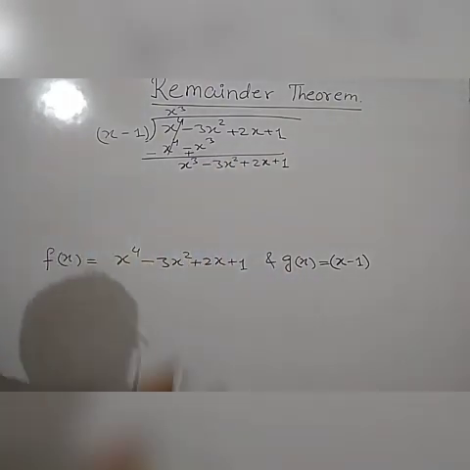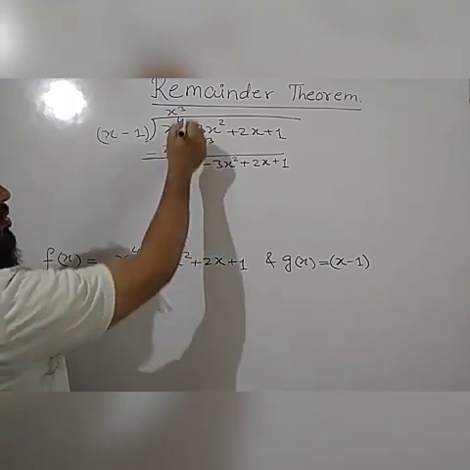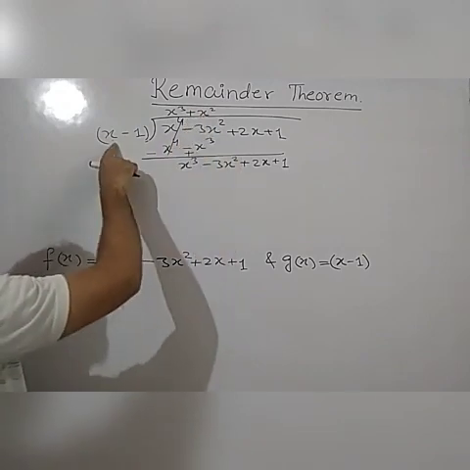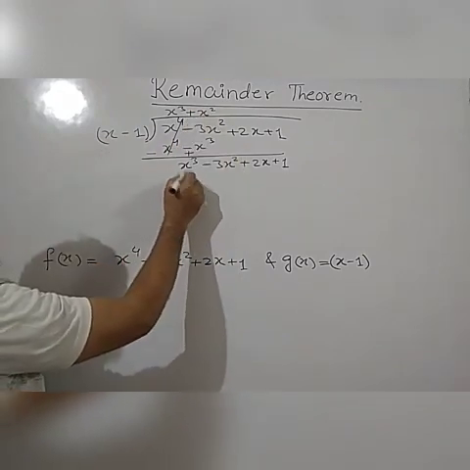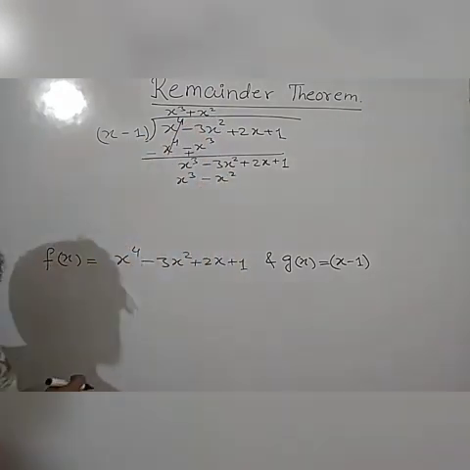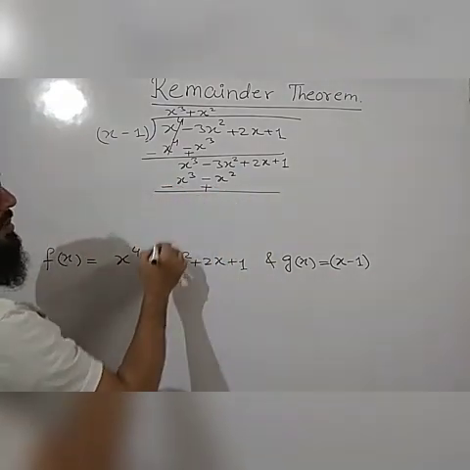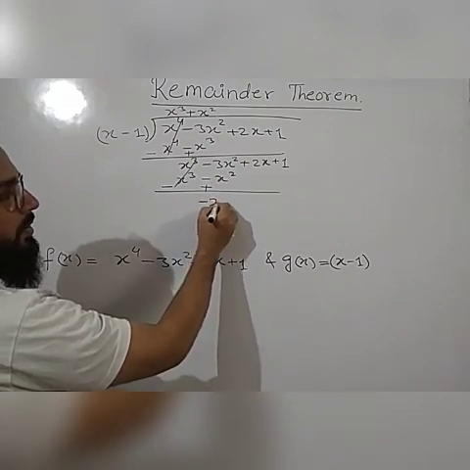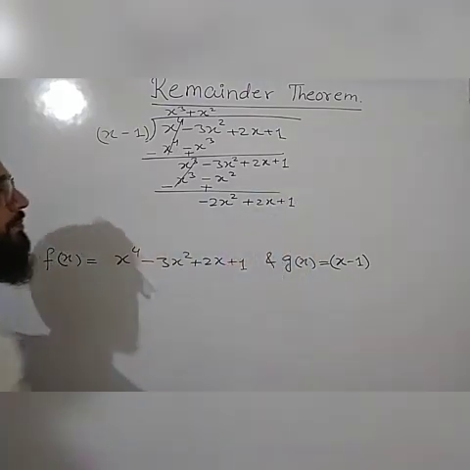Okay, now again we will see this term, it is x cube of plus sign. So we will divide it by plus x square, so that x square into x will be equal to x cube. X square into minus 1 will be equal to minus x square. Again subtracting these two terms, this will be minus, it will be plus, it is cancelled out. Minus 3x square plus x square will be equal to minus 2x square plus 2x plus 1.